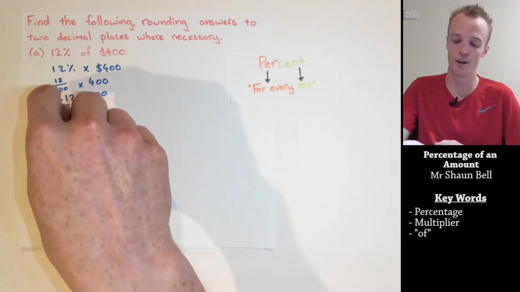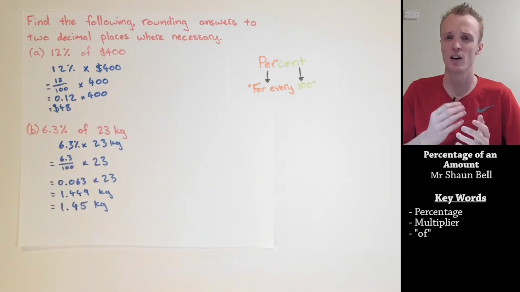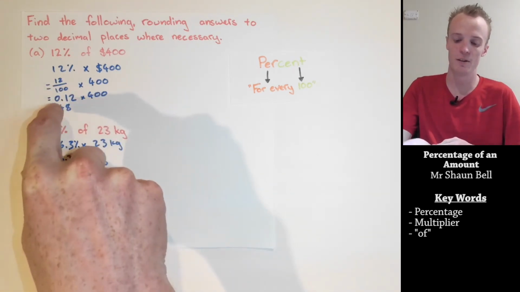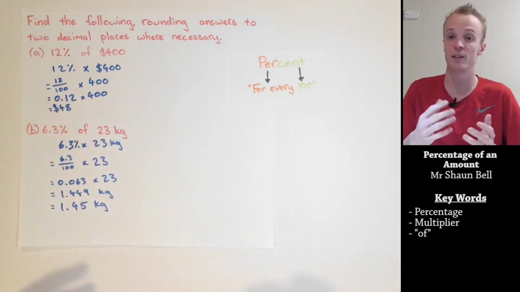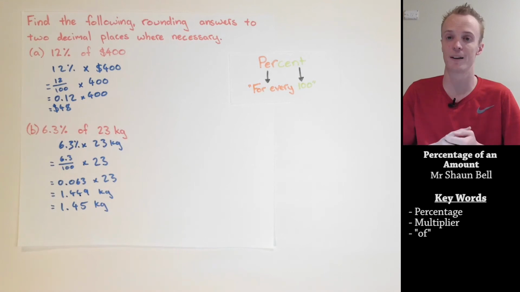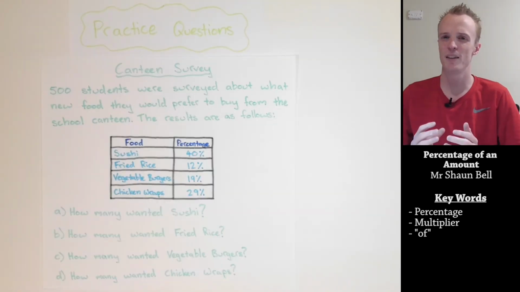Now I like to convert this fraction to a decimal, which I call the multiplier. And we use this to multiply that value, and we then either enter that into our calculator or perform the multiplication. So now the practice question I want you to do is a little bit different.